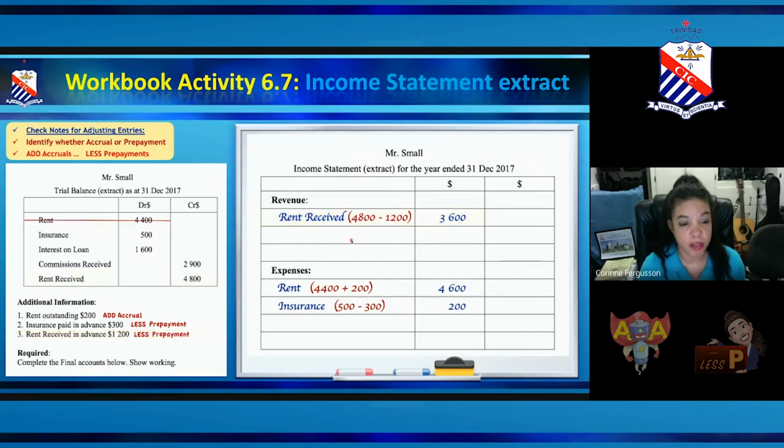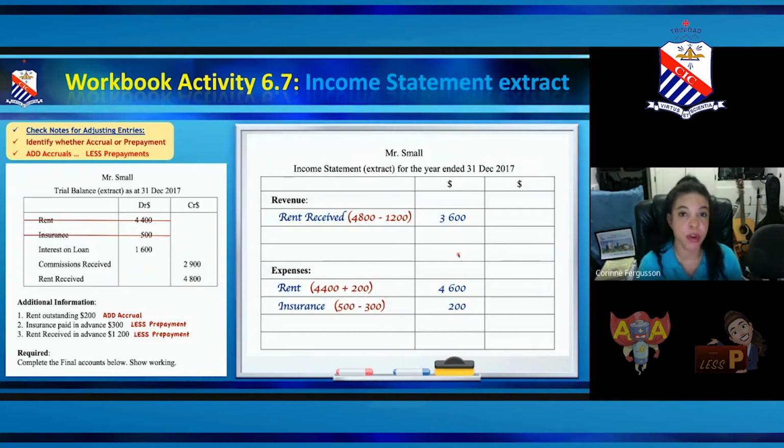So, for example, did we get rent? Yes, we did. Right? Did we get insurance? Seeing it here? Yes, we did. Did we get interest on loan? Are you seeing any interest on loan under expenses? No. So you see why you have to be careful.